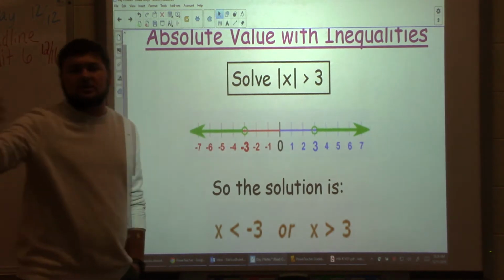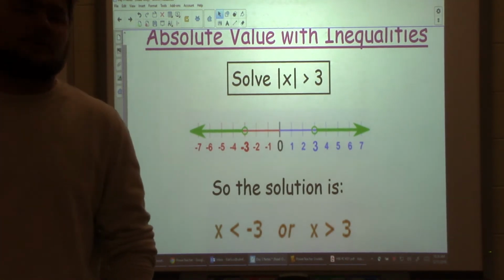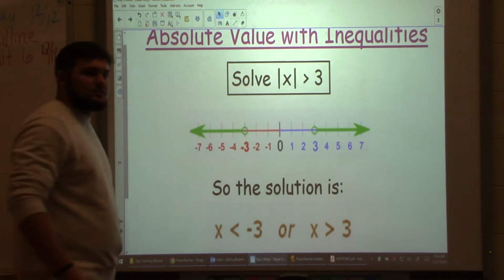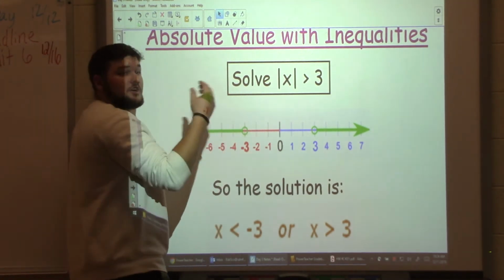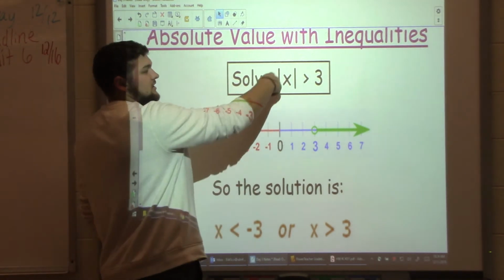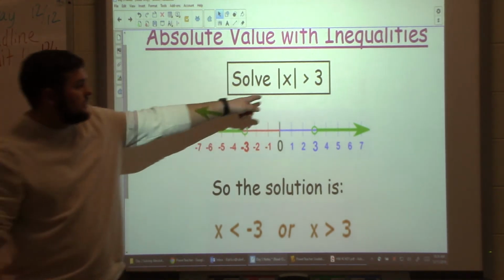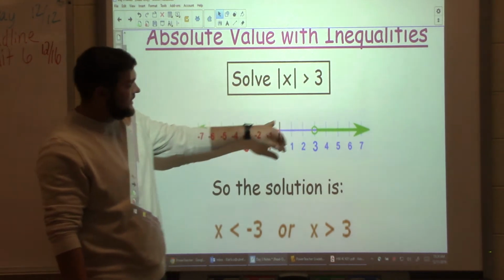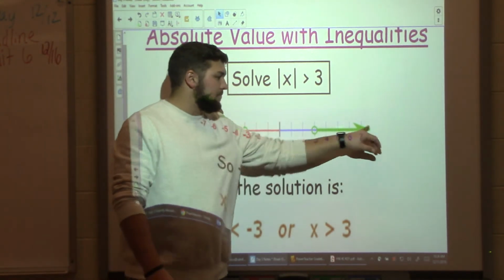Perfect. What other numbers would work? 5, 6, 7, 8. Are there any negative numbers that would fit in there? Yes, the ones that are like smaller than -3, right? It's like -4. The absolute value of -4 is 4. It's greater than 3. The absolute value of -5 is 5. It's greater than 3. So anything to the left of -3, anything to the right of 3.